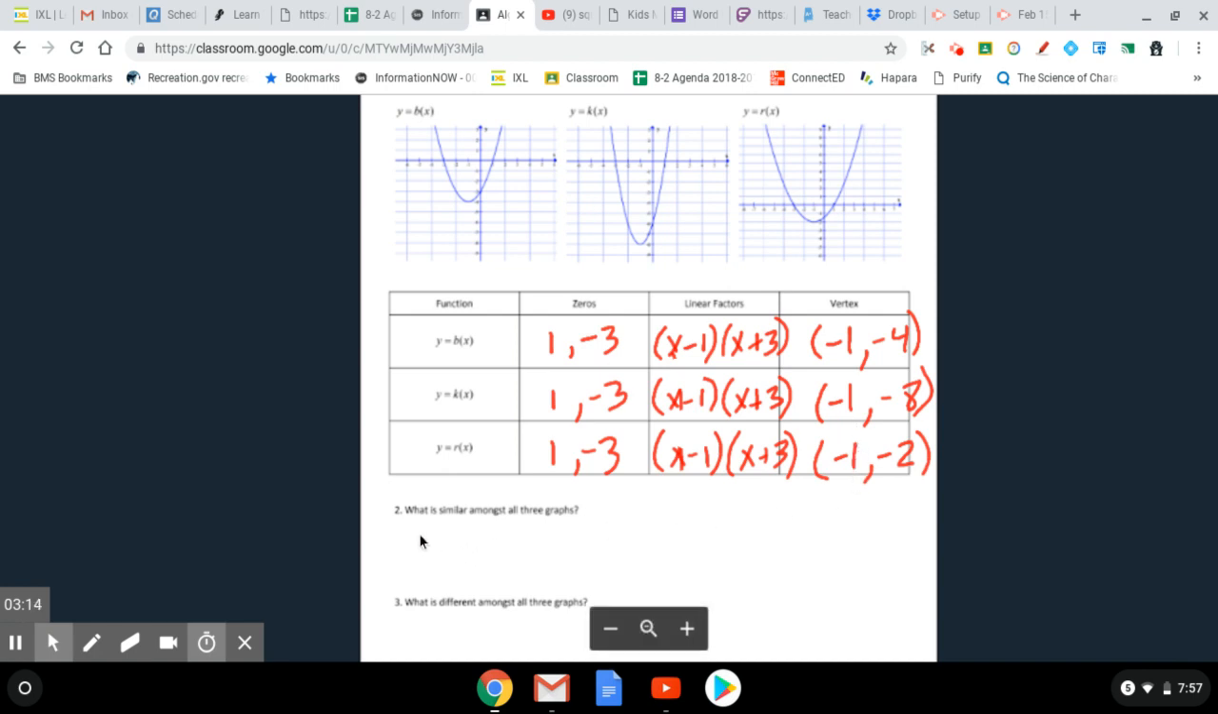All right, so you should have noticed the things that were similar and different on these graphs. Obviously, their zeros and linear factors were all the same, but their vertices were all different. Although they did have the same x coordinate, just a different y coordinate.